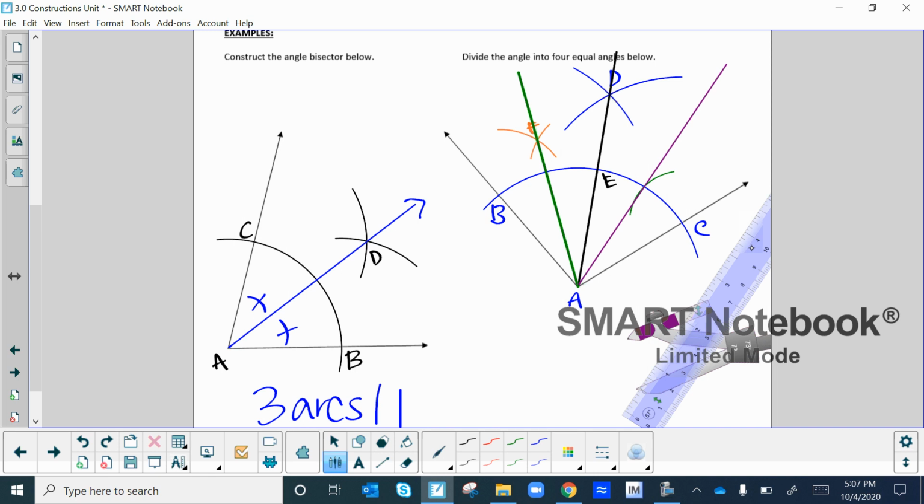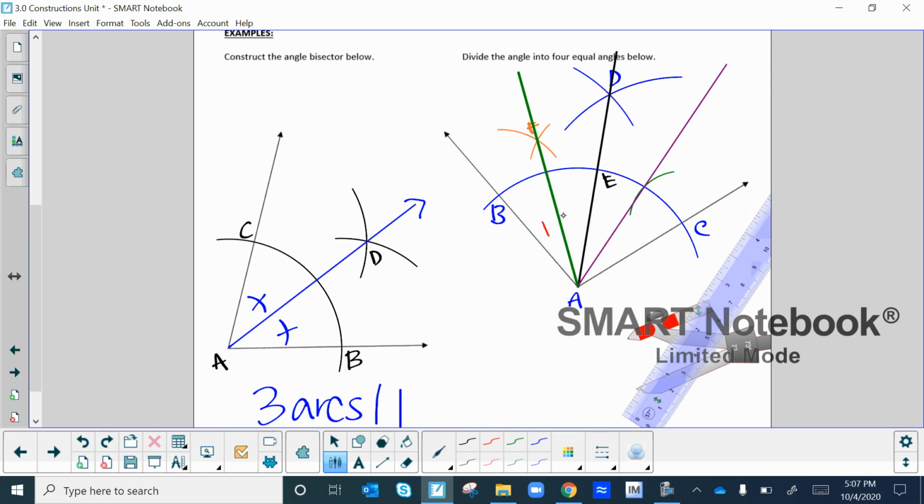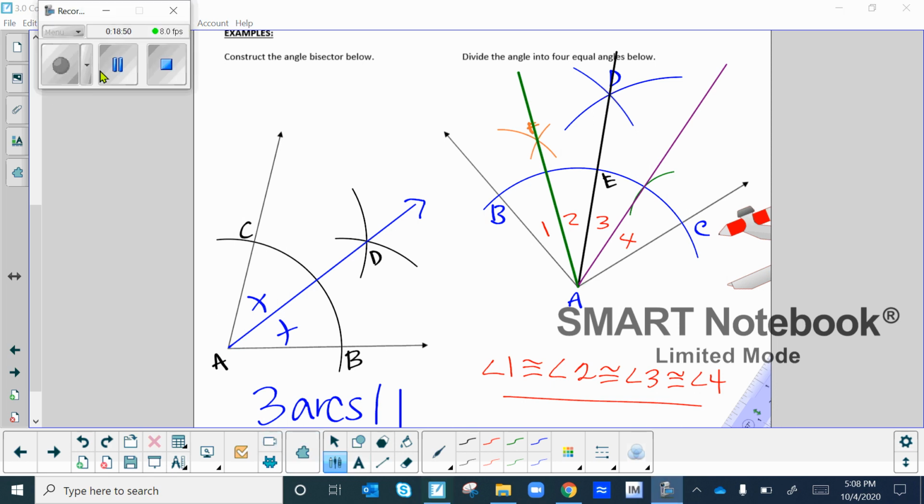And I'm going to go ahead and label them 1, 2, 3, and 4. So this is angle 1, 2, 3, and 4, and they're all congruent. Angle 1 is congruent to angle 2, which is congruent to angle 3, which is congruent to angle 4. All right, and that's it. Copying angle and bisecting an angle.